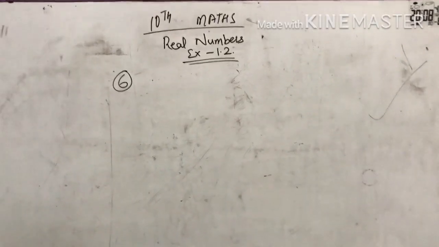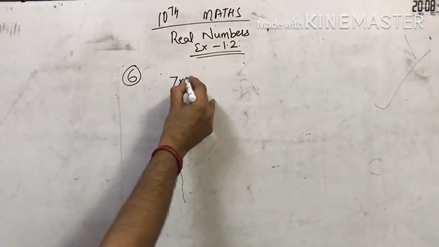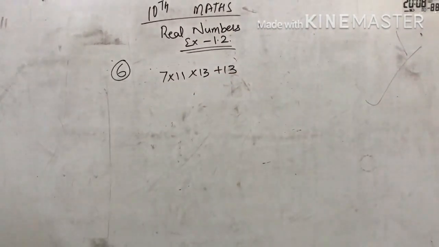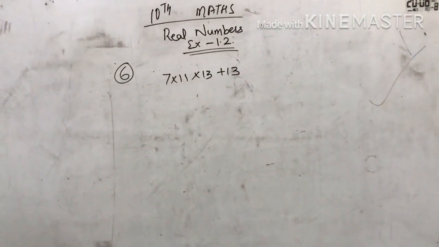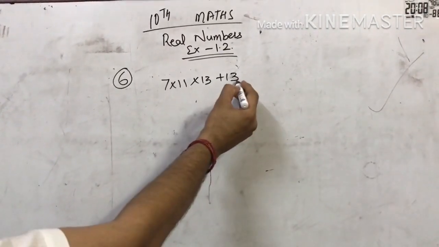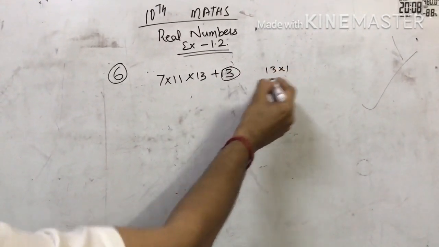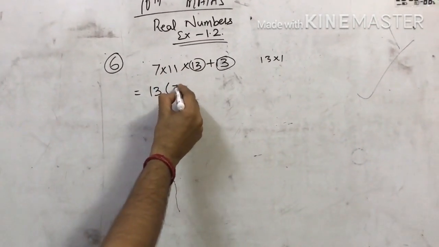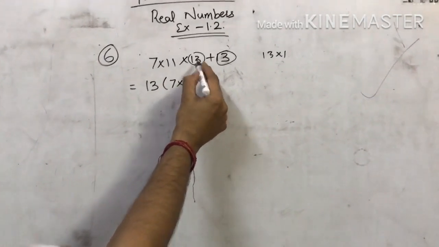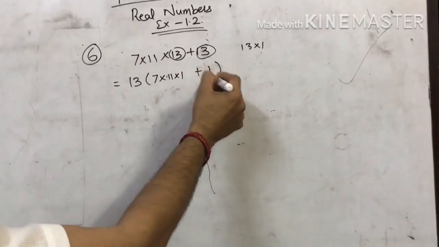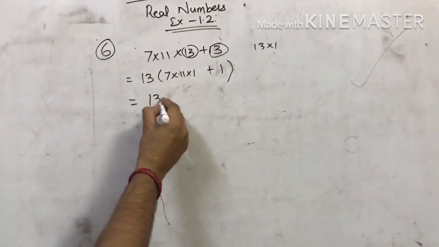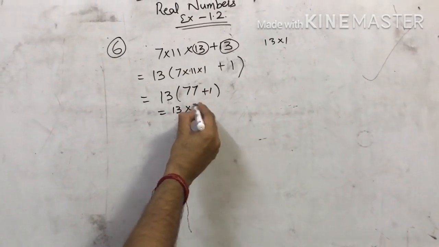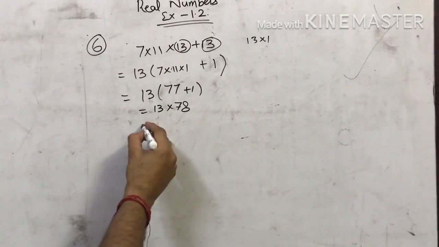Question number 6: you have to explain that 7 into 11 into 13 plus 13, and one more number, are composite numbers. So how will you do it? You can see this 13 is 13 into 1, and this 13 is multiplied by 11 and 7. So you can take 13 common: 13 into (7 into 11 into 1 for this 13, plus 1 for taking common 13). So 7 into 11 is 77, plus 1, you will get 13 into 78. It can easily be seen that it is a composite number.